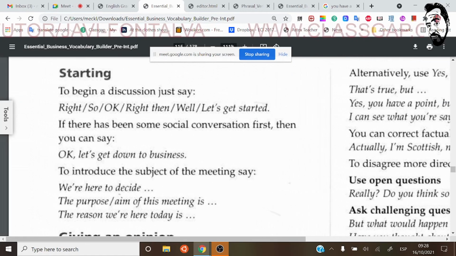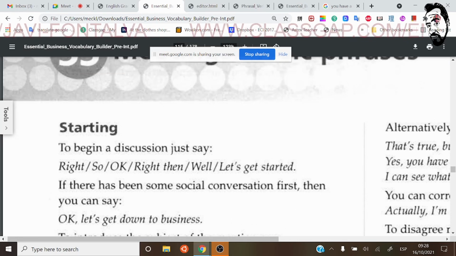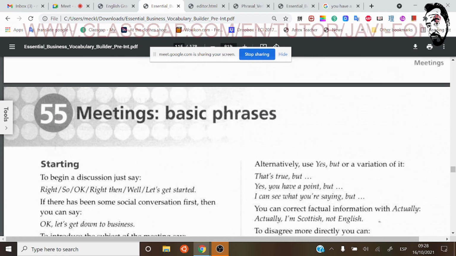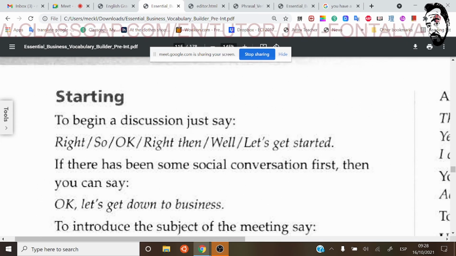Okay, let's start with this. So starting a conversation. So sometimes you want to start a meeting. So you can start with a short expression like right. Right es como vale, muy bien. O so. So es como una coletilla que se usa mucho. So, okay. So significa así que, bueno, pues. Un montón de cosas, ¿no? Okay. Right then. Well, welcome.